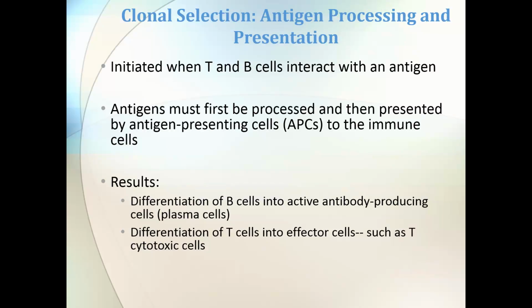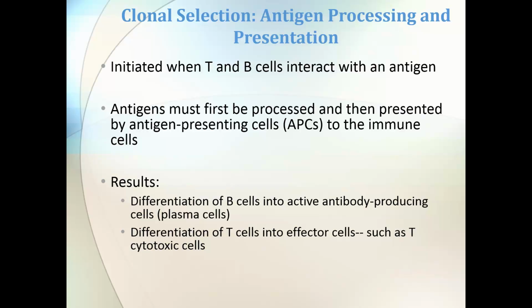As I just mentioned, this clonal selection is initiated when the T and B cells interact with their specific antigen. And these antigens must first be noticed, processed, and then presented to either the B cell or the T cell by cells called antigen-presenting cells. So those are the cells that present to the B and T cells: here's your antigen, go ahead and attack it. They're called antigen-presenting cells. Okay? Then once that occurs, B cells will create their antibodies to attack it, or T cells will directly attack that antigen.